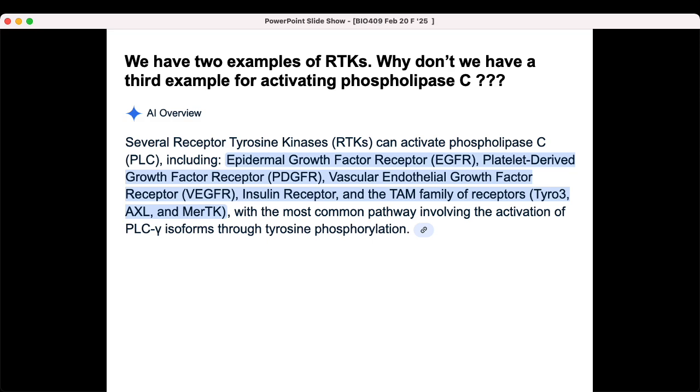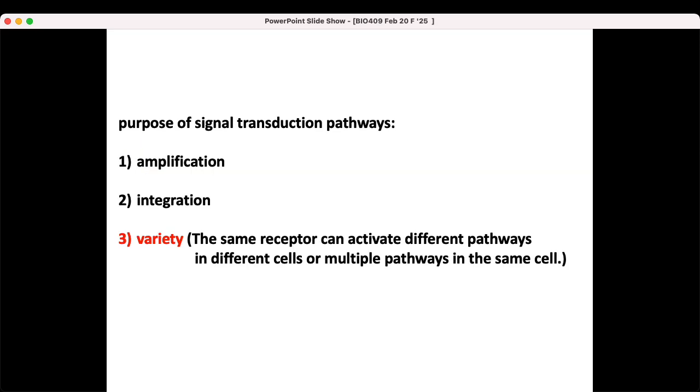Yeah, well, weirdly, it's the first two, the PDGF receptor and the insulin receptor, because that is that variety, you know? So we don't need to get too fond of always thinking, oh, PDGF must only work through RAS. It can work through this other one, like that. So variety, right? And this is just this general thing. Signal transduction pathways are there for amplification, integration, and variety.